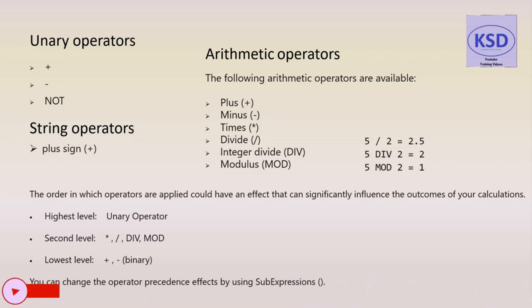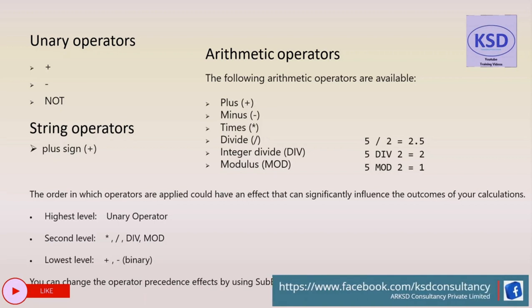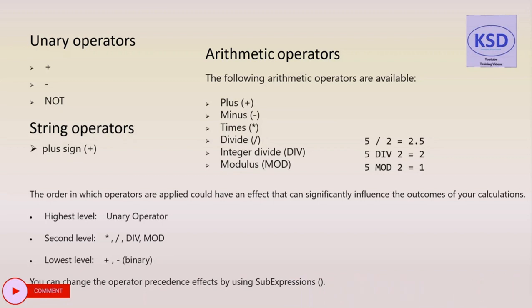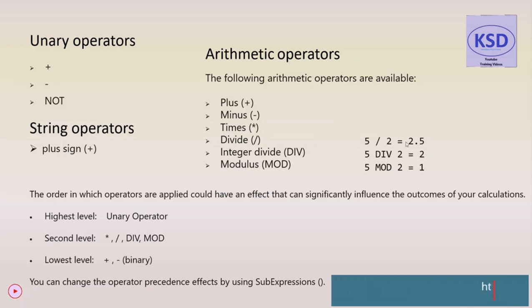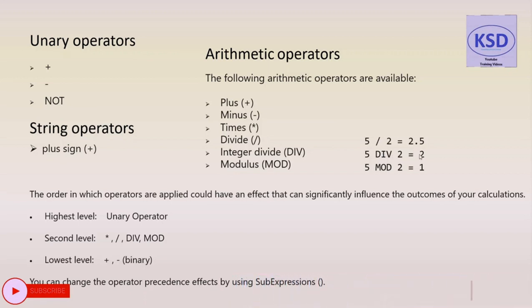The modulus operator basically finds the remainder of the division of one number by another number. Like here, if we are dividing 5 by 2, it will give you the result 2.5. If we say 5 div 2, you will get the integer value 2. If I say 5 modulus 2, you will get the remainder of that, that is 1.